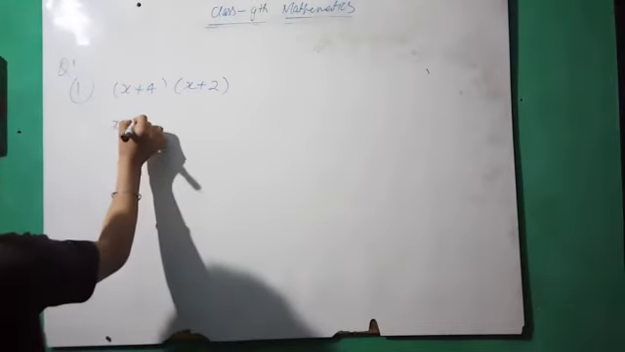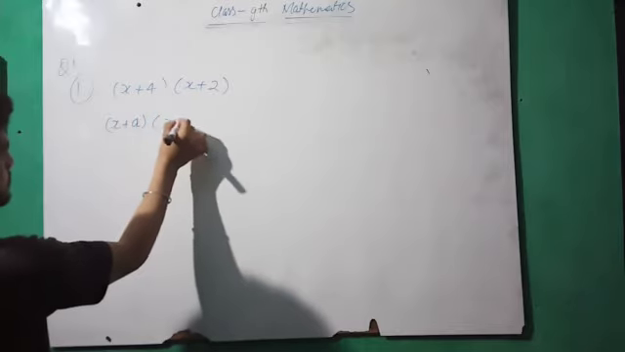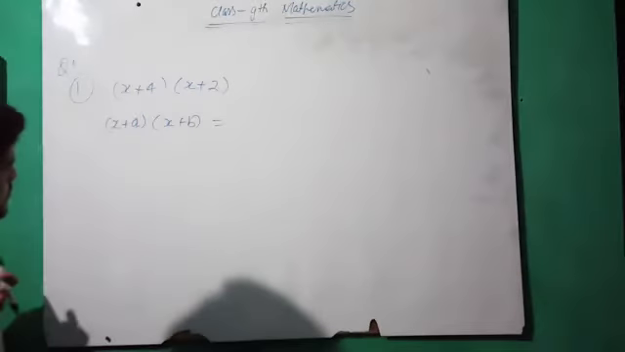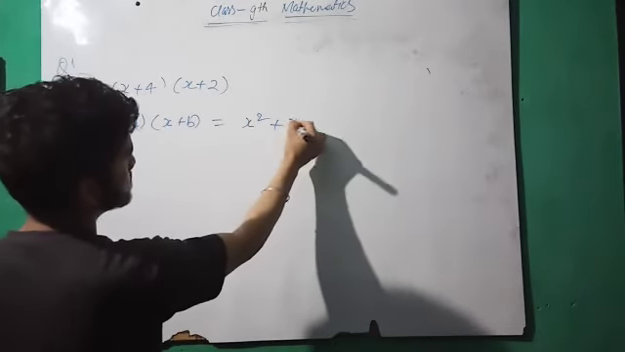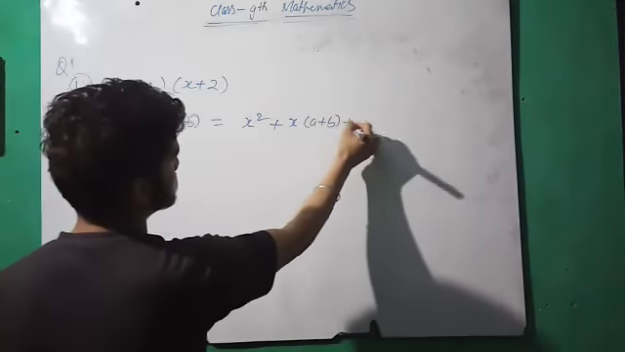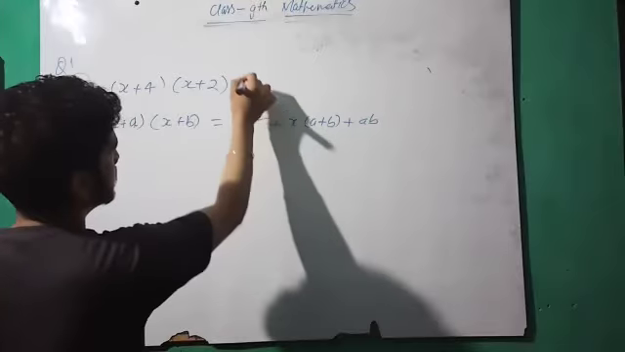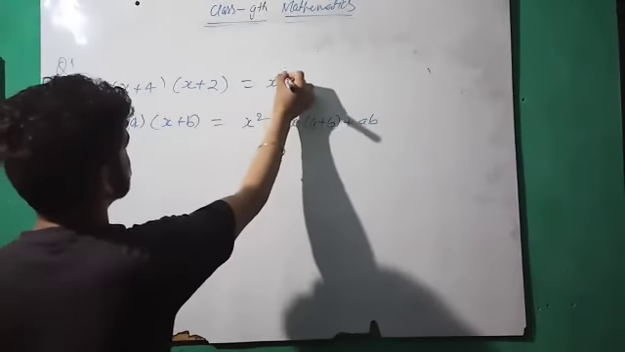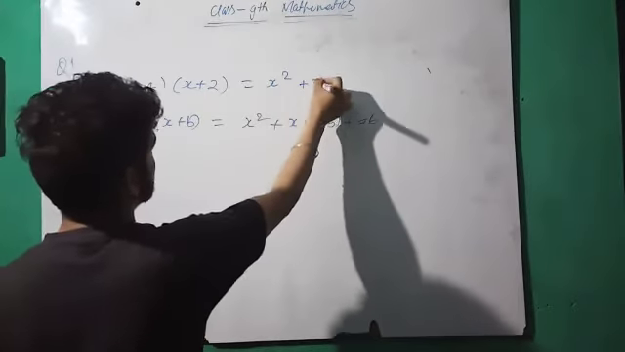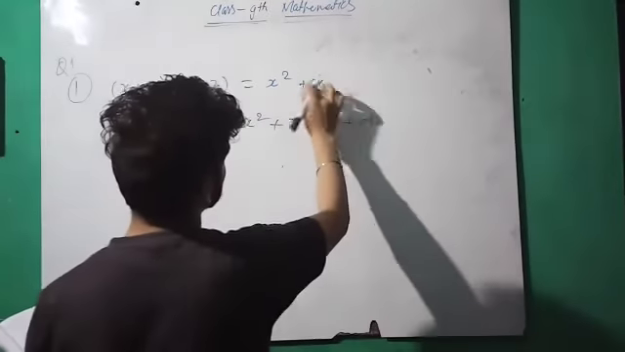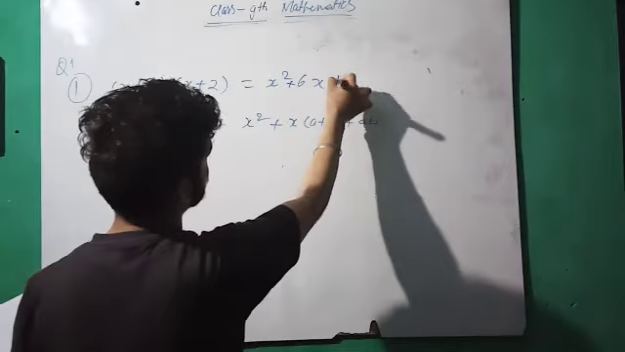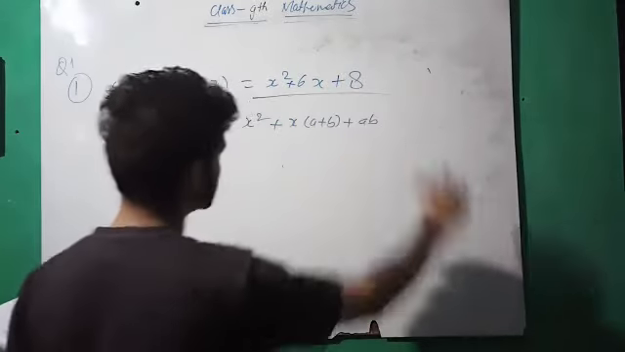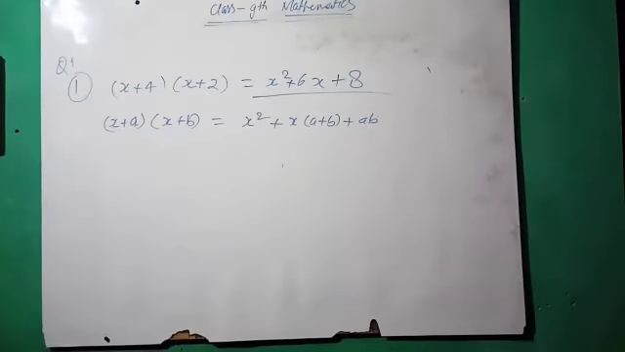This is based on the identity (x plus a)(x plus b). What is the result for this identity? We have x square plus x(a plus b) plus ab. We can write it directly as x square, x times (a plus b), which is 2 plus 4, that is 6, means we have 6x, then ab is 4 into 2, 8. So our answer is x square plus 6x plus 8.